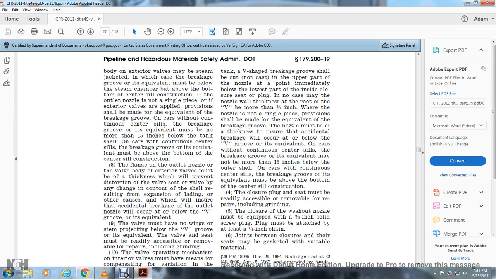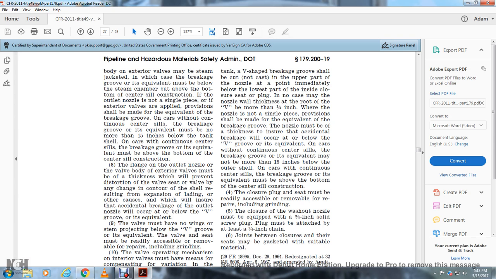Where the nozzle is not a single piece, provision shall be made with the equivalent of the breakage groove. The nozzle must be made with a thickness to ensure that accidental breakage will occur at or below the V groove or its equivalent on cars with the continuous center sill. The breakage groove and its equivalent may be not more than 15 inches below the outer shell on cars with the continuous center sill. The breakage groove or its equivalent must be above the bottom of the center sill construction.